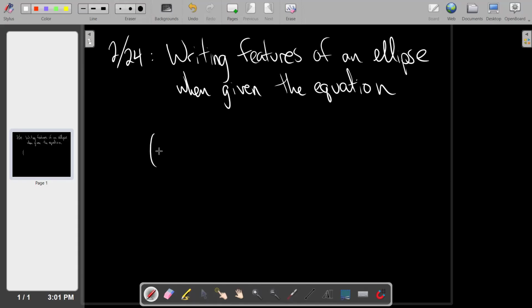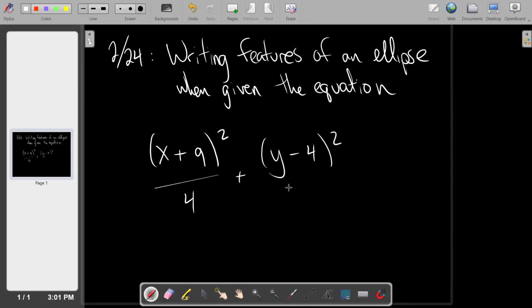So here's an ellipse: (x + 9)^2 over 4 plus (y - 4)^2 over 100 equals 1. So you recognize by now that that's the equation of an elongated circle, right? An eccentric circle, an ellipse. So just talk to me real quick about some stuff.